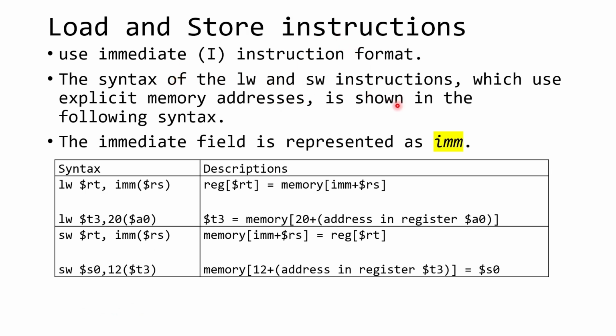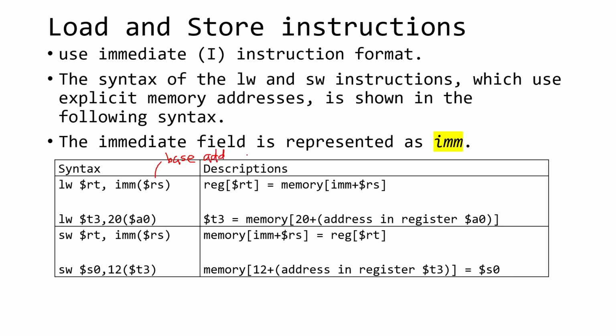Load and store instructions are under the I format. The syntax is in the table here. Let's say you are using load word. You will need a register, RT, and then an immediate, which is how many bytes you want to jump to go to. And then RS is the base address of the memory that you want to go to. Usually the brackets here show that this is a base address. Now this RS here contains the base address. It must be a legitimate base address.